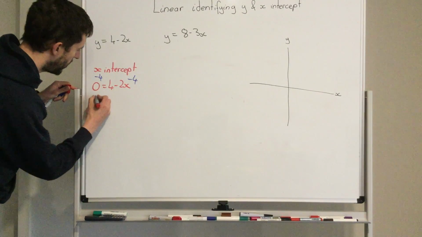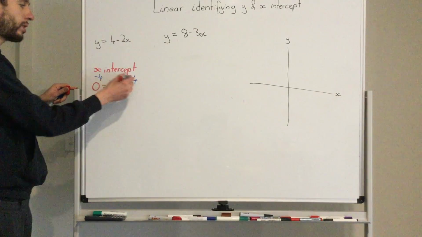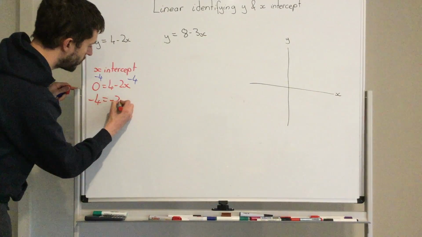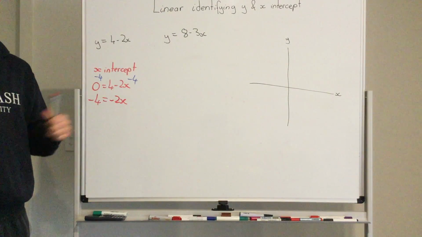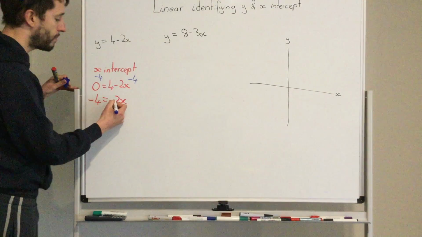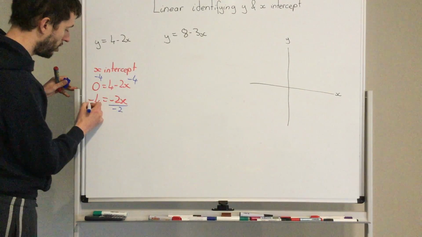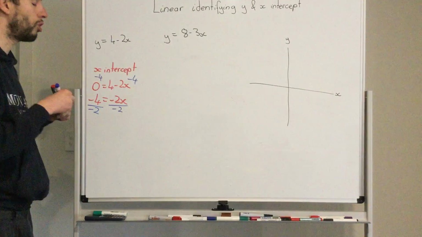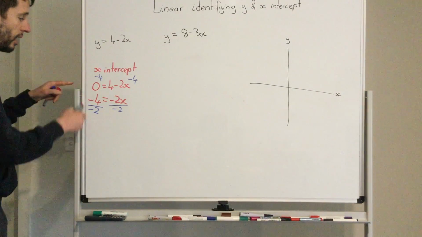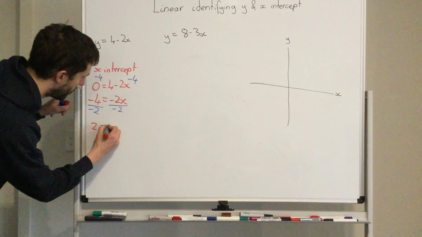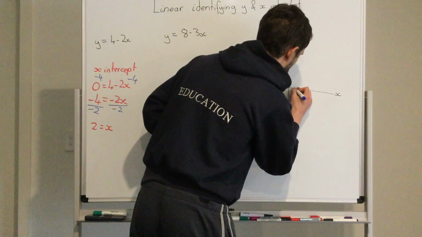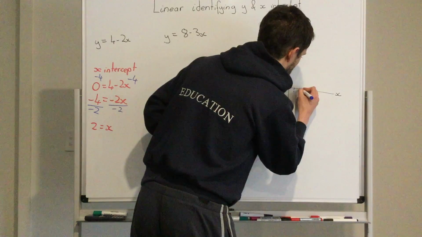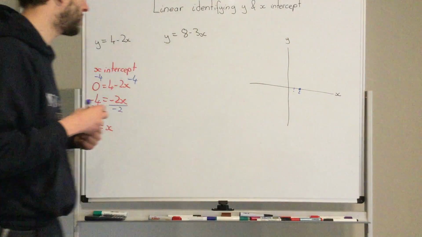And I'll rewrite. Negative 4 equals, 4 take 4 equals 0, so I've just got a negative 2x. Now I would like to get the negative 2x and just have x there. So what's the opposite of times by negative 2? Divide by negative 2. So I'll divide by negative 2 on both sides. That tells me that x is going to equal 2. So that means here, 1, 2, that is my intercept.